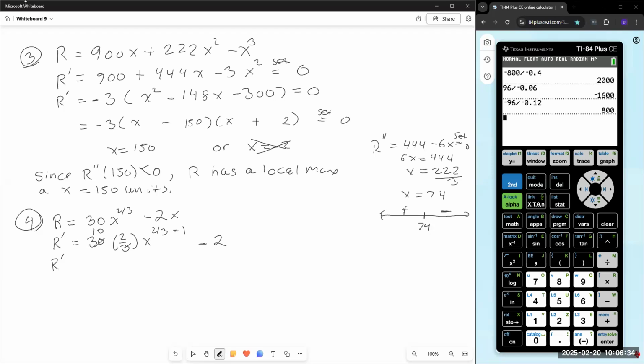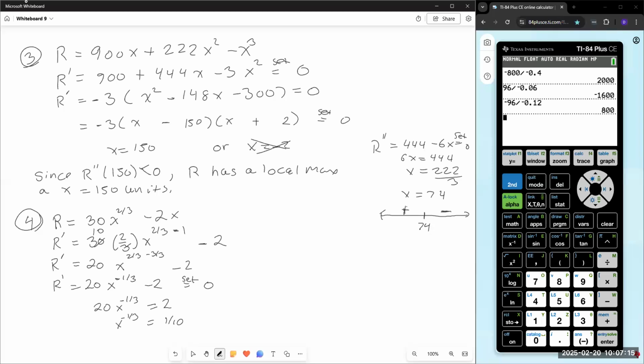R prime is going to be 10 times 2 is 20. X to the 2/3 minus 1 is 2/3 minus 3/3. So R prime is equal to 20x to the negative 1/3 minus 2. I'm going to set that equal to 0. And that's 20x to the negative 1/3 is equal to 2. So x to the negative 1/3 is equal to 2 divided by 20, which is 1/10.